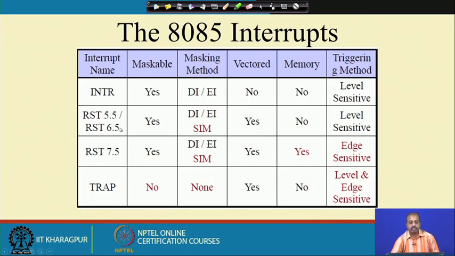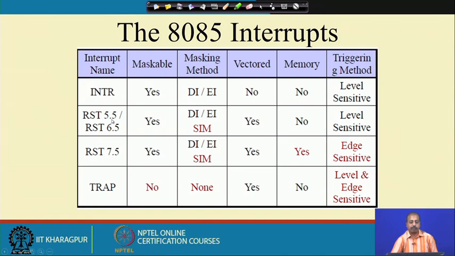So, to summarize, we have got all these interrupts: INTR, RST 5.5, 6.5, 7.5 and TRAP. Out of them, all of them are maskable excepting TRAP. For masking INTR, we do not have individual flip flops. We have this interrupt enable flip flop, so the DI and EI instructions can be used for masking the INTR pin.